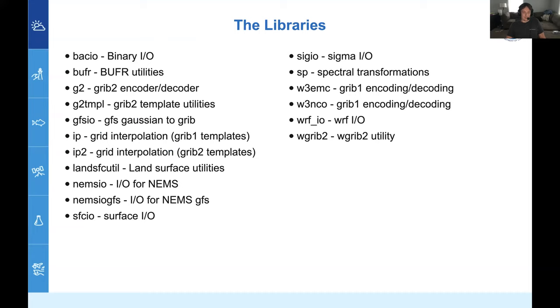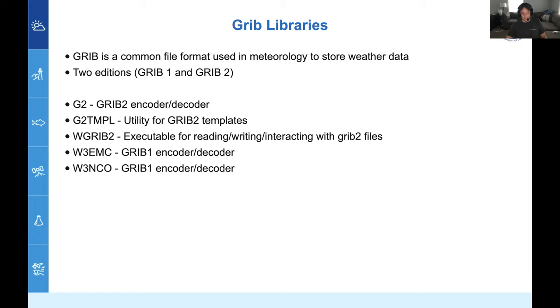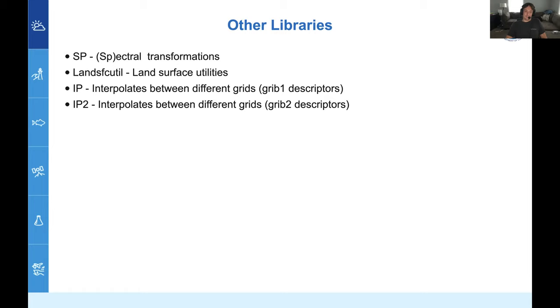And then here are the actual libraries that are part of NCEP libs. You don't really have to know what these are, but just a simple example of what each one of them does. So you've got lots of IO and grid encoding and interpolation. We have to do binary IO and surface IO and all these other things. And there's GRIB libraries to handle GRIB decoding, GRIB 1 and GRIB 2. And then you have some others for interpolation and spectral transformations.